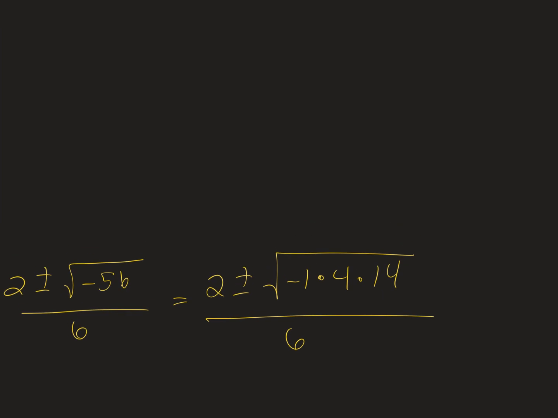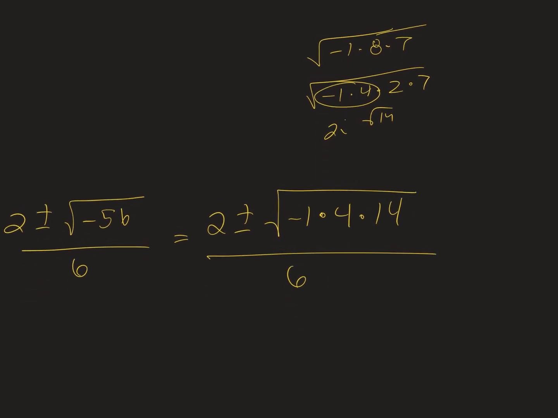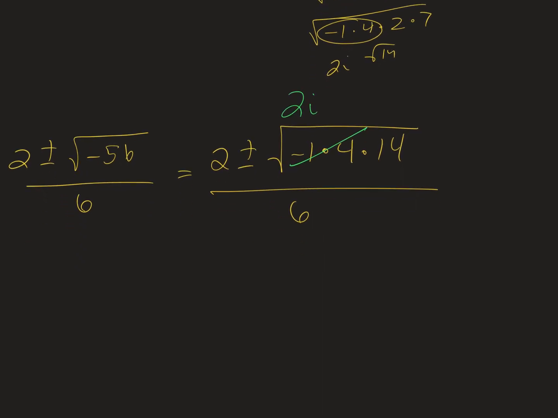If you did 8 and 7, just saying you did, -1 times 8 times 7, that's totally fine. Then you have to break down 8, so it'd be -1 times 4 times 2 times 7. So the perfect square and the i you would take out would be right here, which would be 2i, and then you'd be left with 14. So if you look here, guys, what can I take out? Well, the square root of 4 is 2, and the square root of -1 is i, so this becomes 2i. So it's 2 plus or minus 2i root 14 over 6.